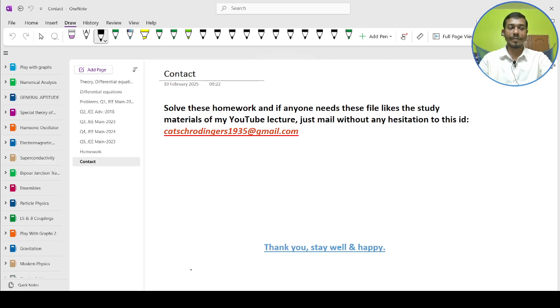Differential equation is a must for physics and mathematics.